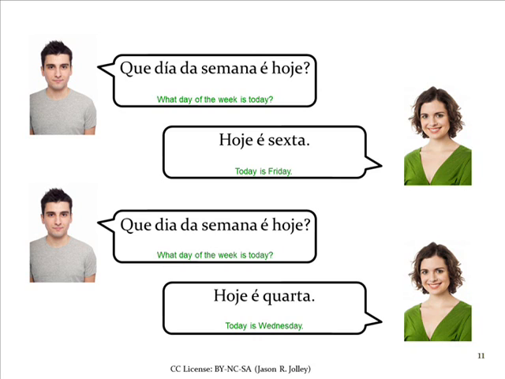So he might say, que dia da semana é hoje? She says, today is Friday. Hoje é sexta. Or, hoje é sexta-feira. She can say it either way. Que dia da semana é hoje? Hoje é quarta. Or, hoje é quarta-feira. Que dia da semana é hoje? Hoje é segunda. Or, hoje é segunda-feira. Que dia da semana é hoje? Hoje é domingo.